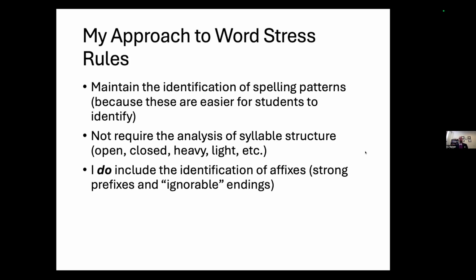What I do include, though, is identification of affixes. So strong prefixes, and you'll hear me talk about strong prefixes, and then also what I call ignorable endings.